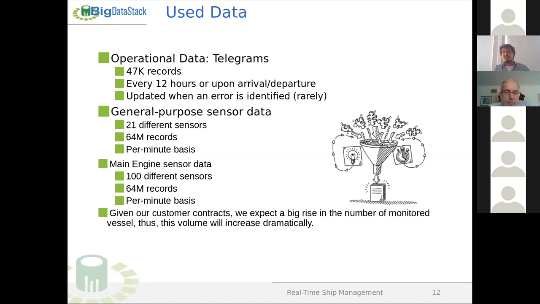Someone could say that this is not a very large volume of data, but consider that the previously described service is not sold as software, but as a service. We have a number of ongoing contracts and expect a big rise in the number of monitored vessels. The volume we already monitor, we strongly believe, will increase dramatically. So we need a solution that is scalable and can support all our customers efficiently.